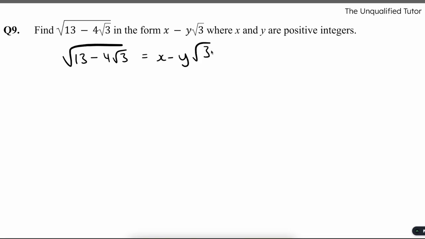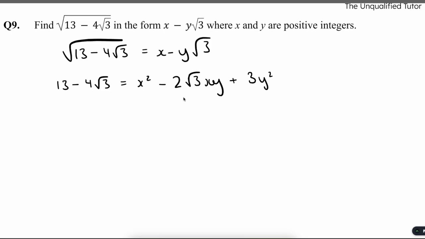And now to work out x and y, we're going to square both sides. So if you square both sides, you get x squared, and then we're going to minus 2 root 3xy, and then you get plus 3y squared. Now, we're going to group the non-surds to one side, and the surds to another side. So we get that minus 2xy root 3.